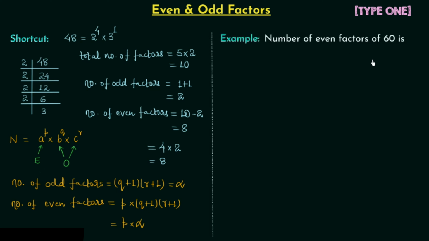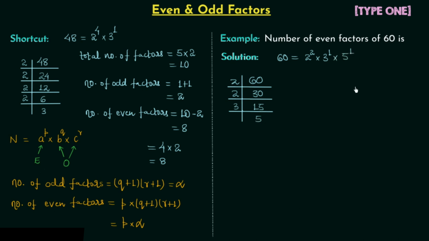In this example problem, we need to find the number of even factors of 60. So the given number 60 is divisible by 2, giving us 30, divisible by 2, giving us 15, divisible by 3, finally giving us the prime number 5. So 60 is equal to 2 power 2, we have two 2's, multiplied by 3 power 1, only a single 3, multiplied by 5 power 1, only a single 5.